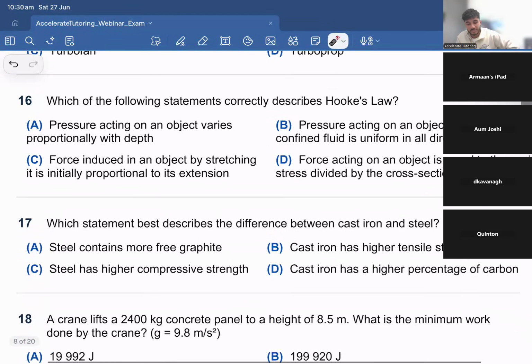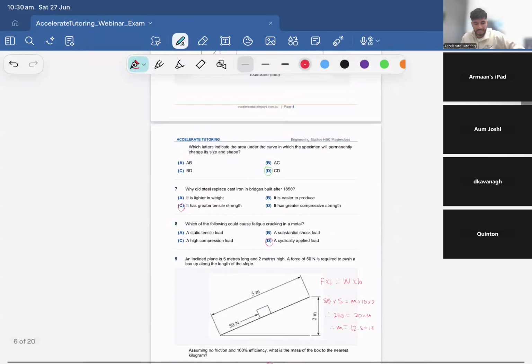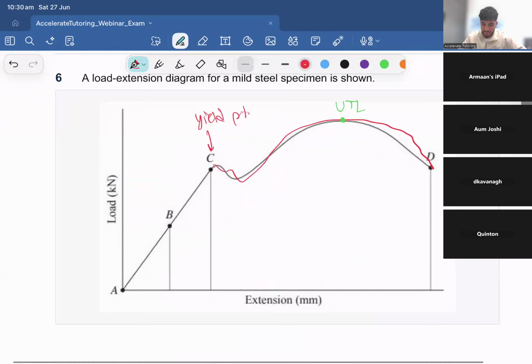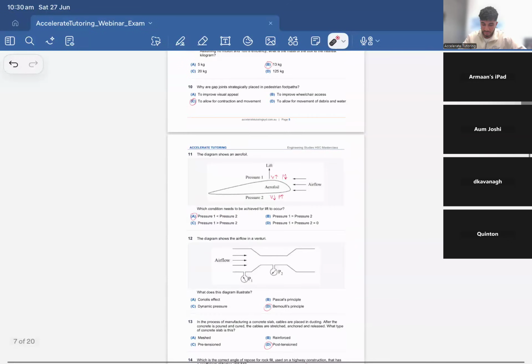16. Which of the following statements correctly describes Hooke's law? What would our answer be for this? C. Excellent. Force induced in an object by stretching it is initially proportional to its extension. So that goes all the way back to our load extension graph over here. This is where Hooke's law is applied. Simply, load is related to the extension of our specimen itself.